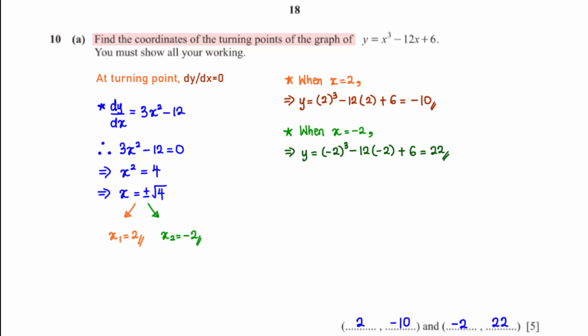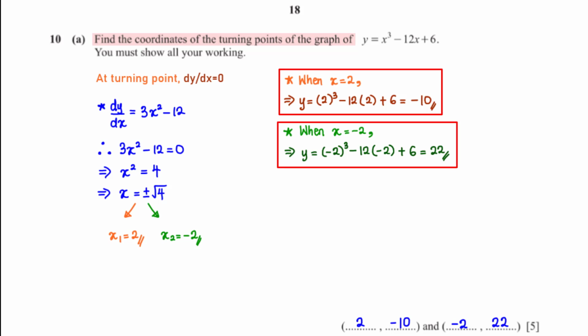To get the corresponding y values, we plug the x values into the equation of the graph. When x equals 2, we get y equals negative 10. And when x equals negative 2, we get y equals 22.